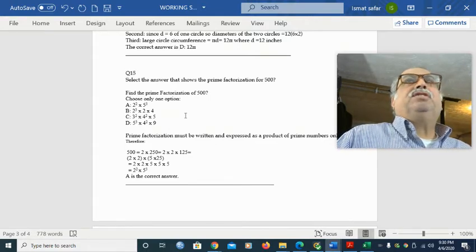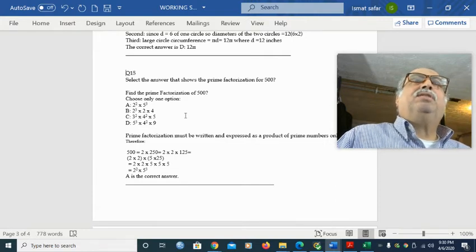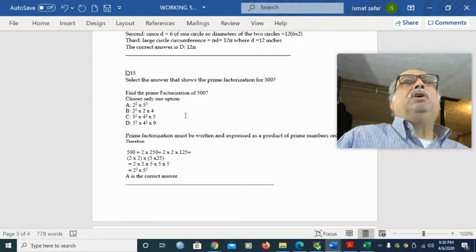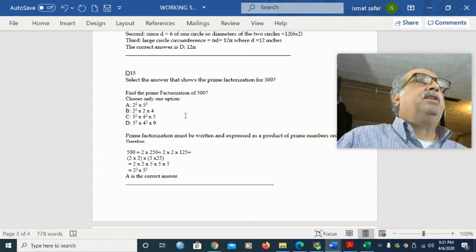So in the prime factorization, the numbers you multiply are themselves prime numbers. What is a prime number? A prime number is a number that you can divide only by one and by itself. You cannot divide it by 2 or 3 or 4 or 12. It has to be divisible only by 1 or itself. That's what a prime number is.